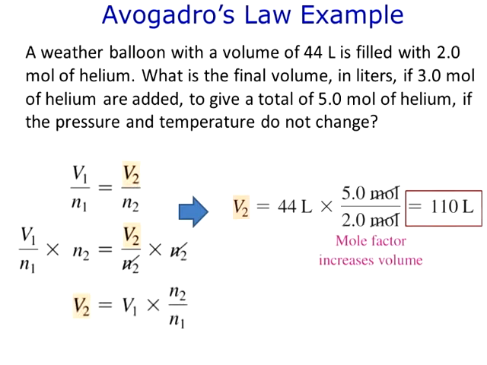So we take the V1/N1 equals V2/N2. First set of conditions is related to the second set of conditions. We rearrange the equation using standard rules of math. And we have an equation that says V2 equals 44 liters times the ratio of the final number of moles divided by the initial moles. And we get 110 liters. And that makes sense because we have 2 sig figs and the number went up. The volume increased. And that's what we would expect from Avogadro's Law.